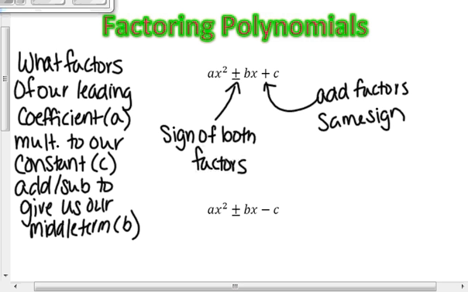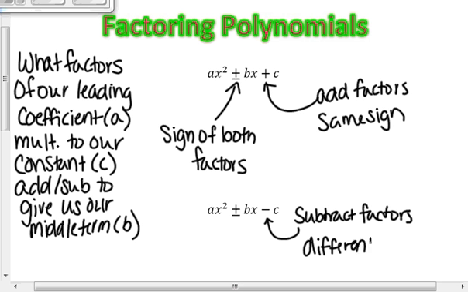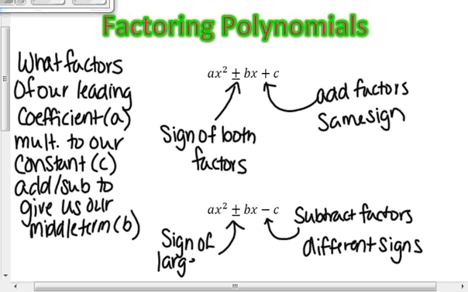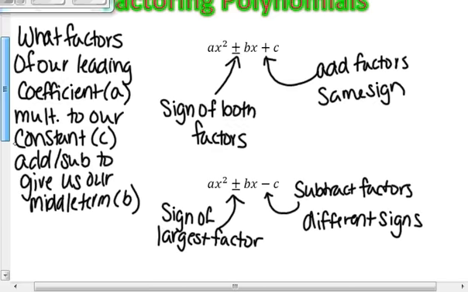If C is negative, then instead of adding our factors, we're going to subtract them. And then instead of the same sign, we'll have different signs. And this will be the sign of the largest factor. So we can use these as guides as we are factoring.